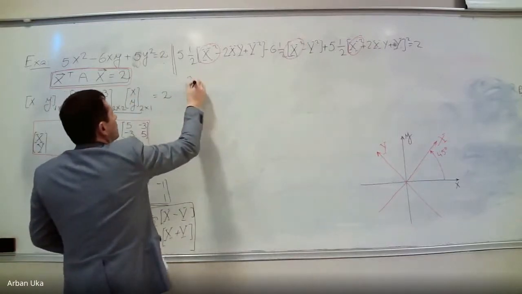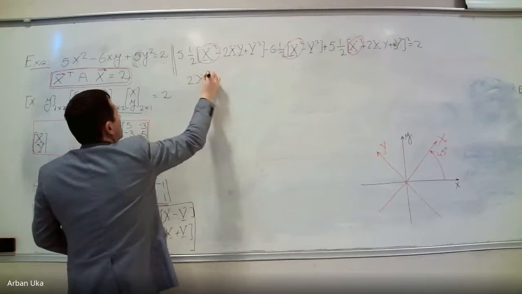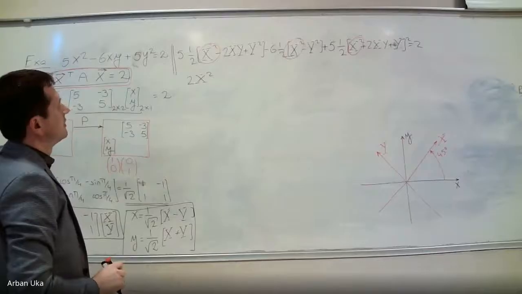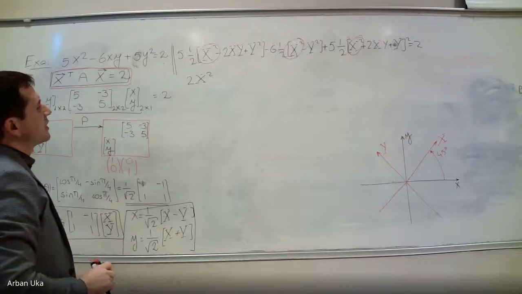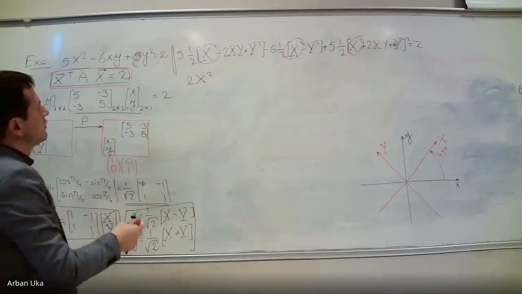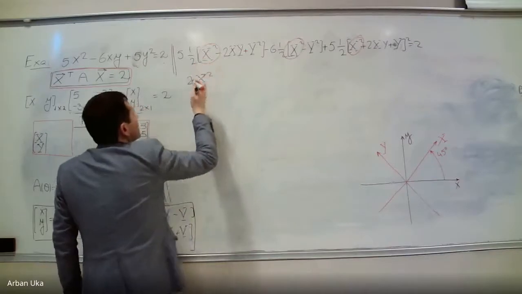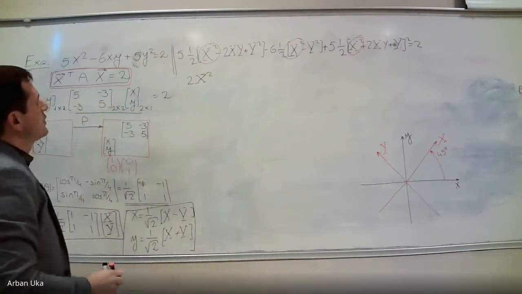So we get 2x squared. And then, Professor, why don't you multiply it by 2 so that you can get rid of the 1 over 2 and you will get 6? I can do it. Yes, that's true. But let's move ahead like this. Okay, you are right, but we can cancel it later. So the x squared terms, we are done with it.